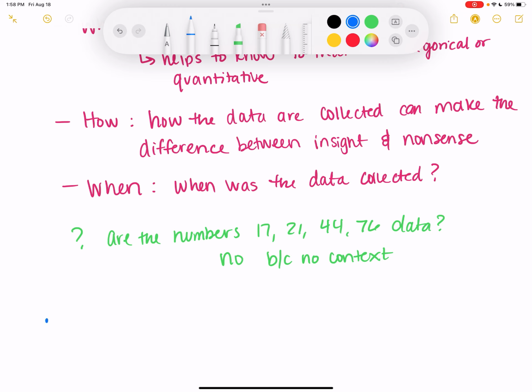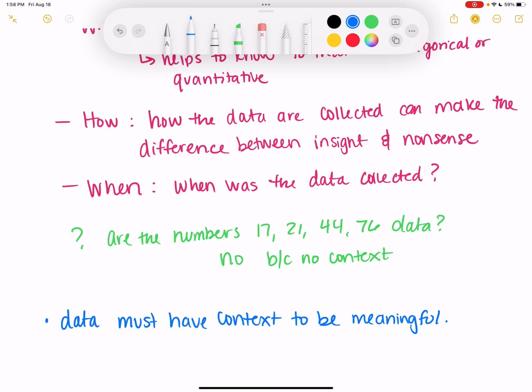Data must have context to be meaningful. Without context, data cannot be interpreted.